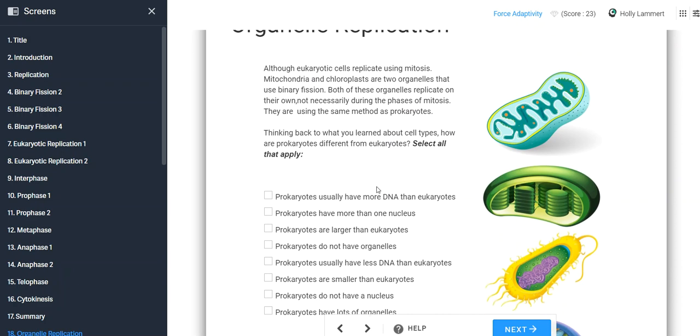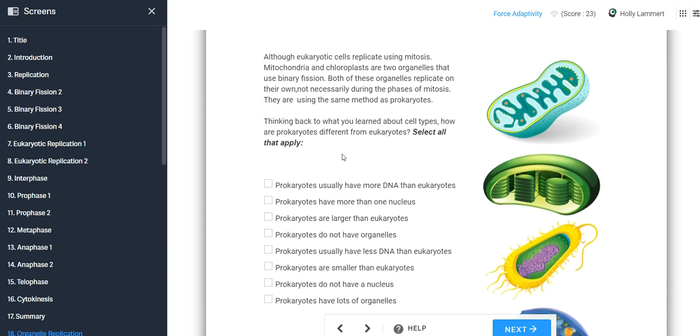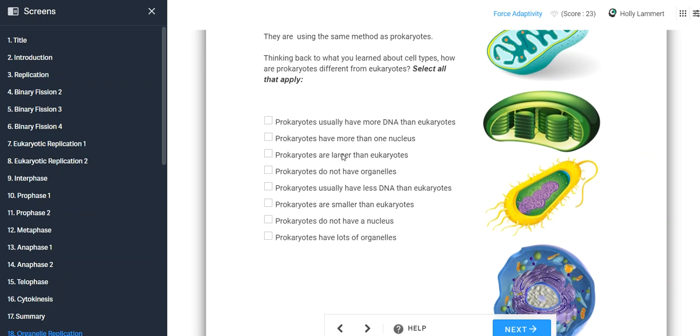Okay, organelle replication. Although eukaryotic cells replicate using mitosis, mitochondria and chloroplasts are 2 organelles that use binary fission. Both of these organelles replicate on their own, not necessarily during the phases of mitosis. They are using the same method as prokaryotes. Thinking back to what you have learned about cell types, how are prokaryotes different from eukaryotes?